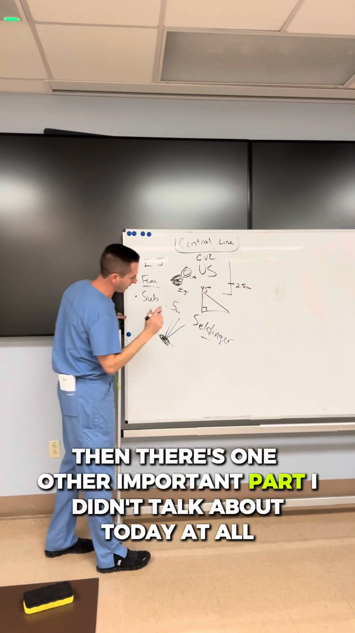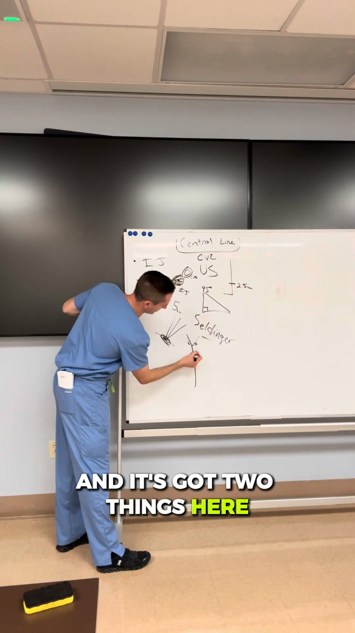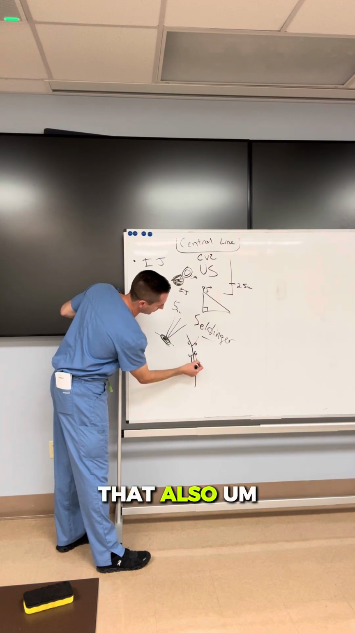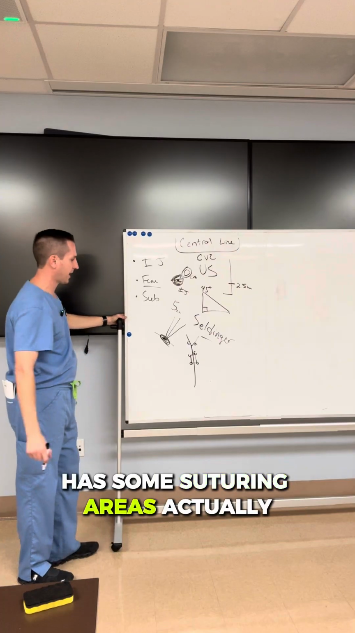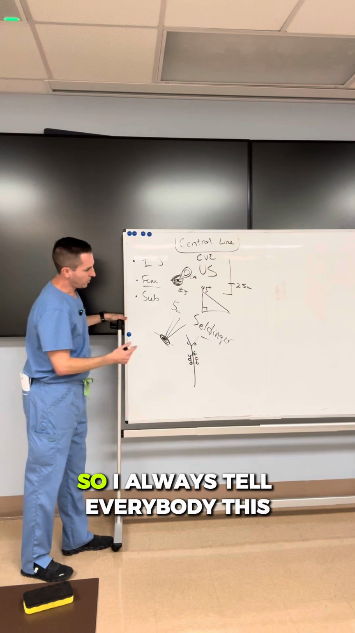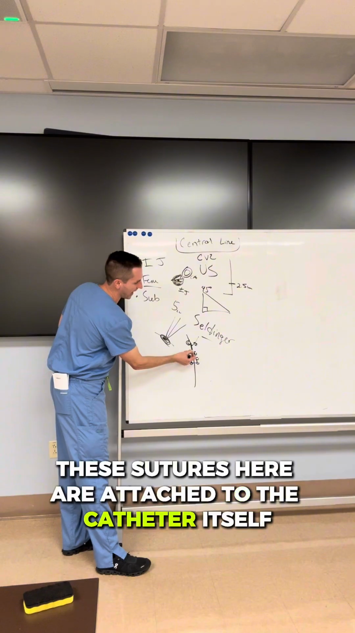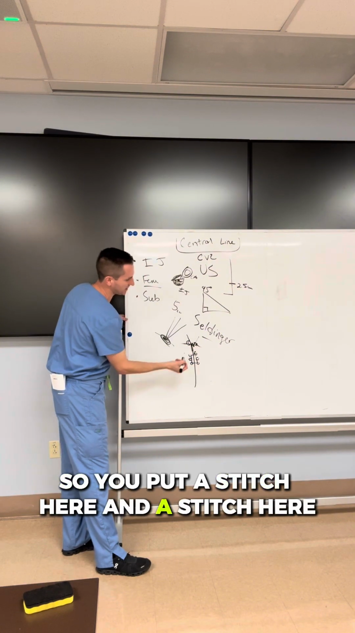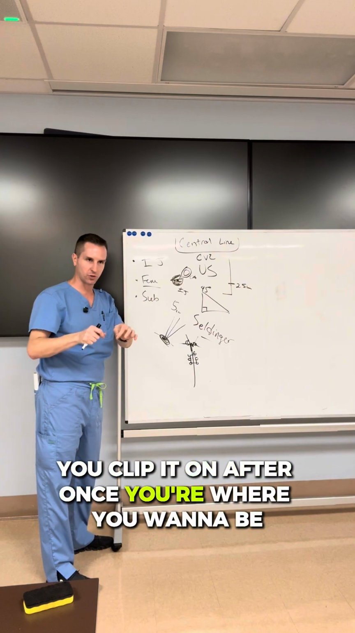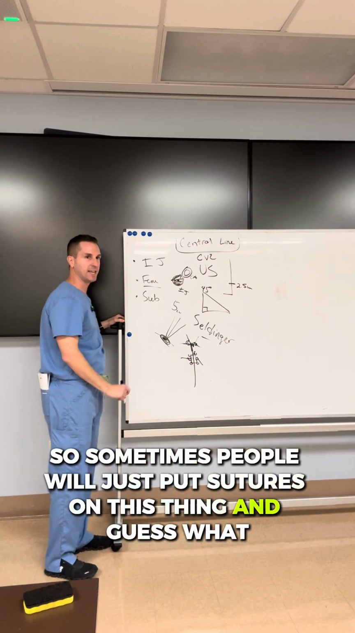Then there's one other important part I didn't talk about today at all. The catheter kind of looks like this, and it's got two things here to suture, and then there's this other thing that you clip onto the catheter that also has some suturing areas. Actually, excuse me, it only has two. So I always tell everybody, these sutures here are attached to the catheter itself, so you put a stitch here and a stitch here. This other thing you clip on after, once you're where you want to be. So sometimes people will just put sutures on this thing, and guess what?